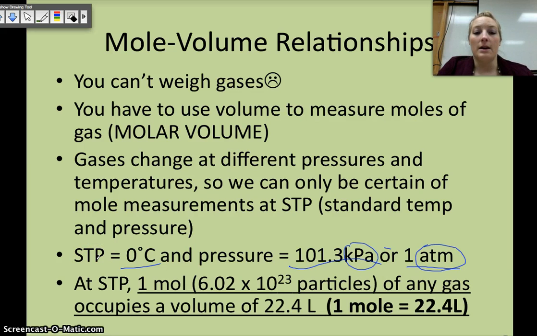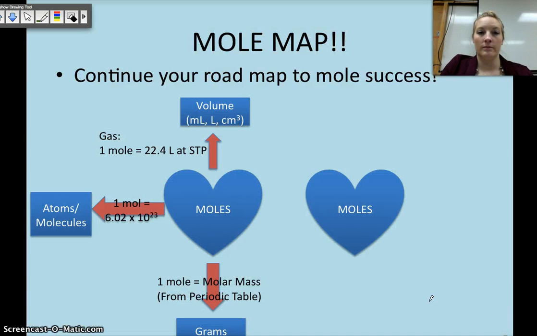And at STP, 1 mole of any gas, no matter what it is, whether it's CO2 or O2 or N2, any of those gases occupies 22.4 liters. So our conversion factor here is 1 mole is equal to 22.4 liters at STP.